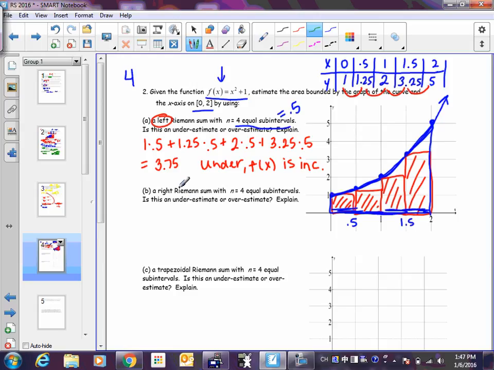All right. A right Riemann sum. Still n equals 4, so everything's going to stay the same. And in fact, I'm going to use the same picture. So remember, instead of using the left, you're going to use the right. And so I can already tell that this is going to give me bigger values. We could use the graph. I could be using the table.